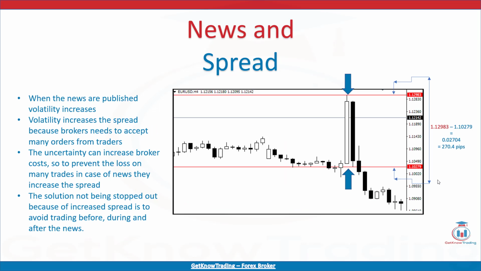How does news affect the spread in Forex? News is a factor that affects the spread in Forex. When the news is published, or even a few minutes before and after the news, volatility increases. Volatility increases because many traders are expecting the news to bring the desired outcome. The traders are entering the market with the expectation that the price will move in their favor. But because many traders are entering with sell and buy orders, the price jumps all around. That volatility increases the spread because brokers need to accept many orders from traders.